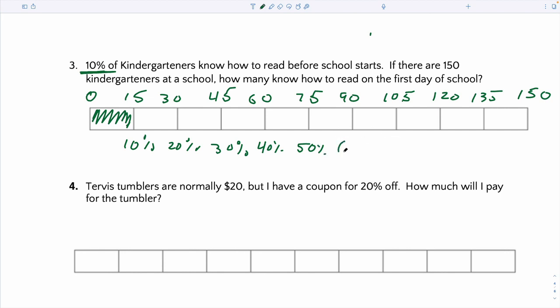Carson, Gabe, do you have a question? Mm-hmm. 40? Up to 80%. Did you go up to 80%? Yeah.